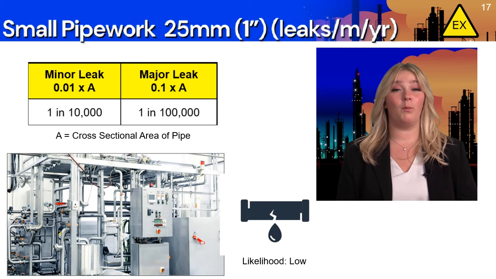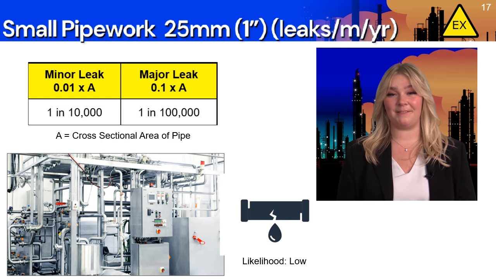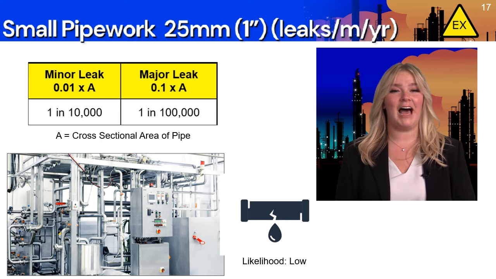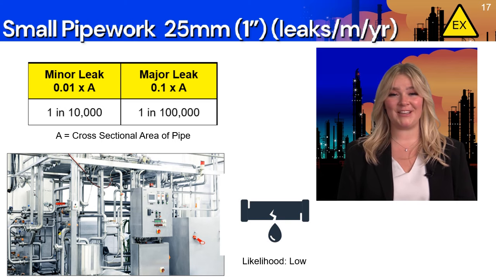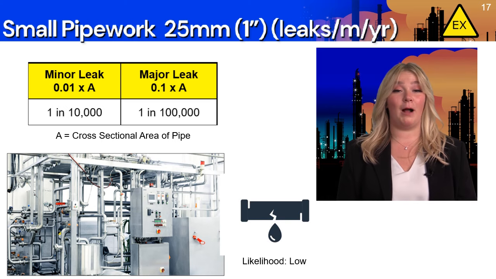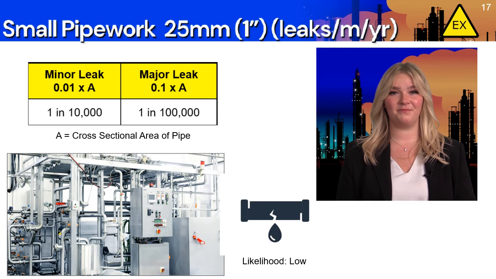Small pipes will leak more than large pipes. A 25 millimeter pipe is 10 times more likely to leak than a 250 millimeter pipe. Statistically, we can expect roughly one minor leak per year for every 10,000 meters of small piping. The probability of a small pipe being a leak source is very low.